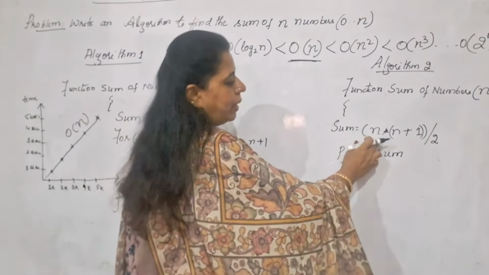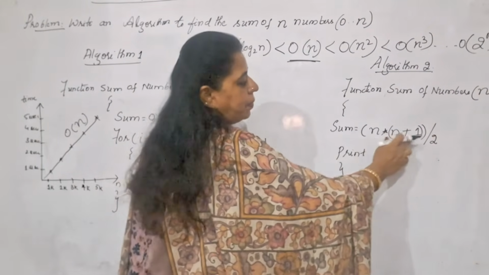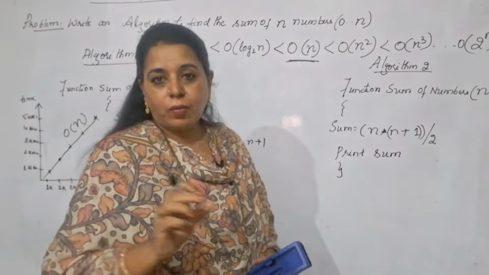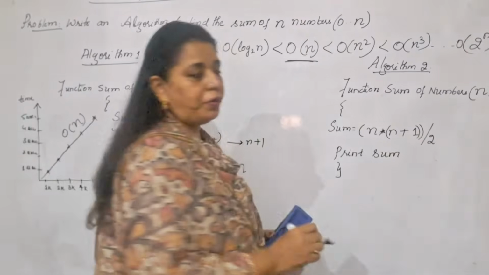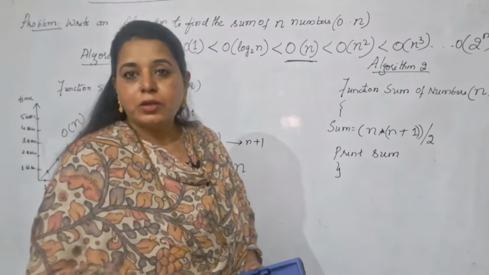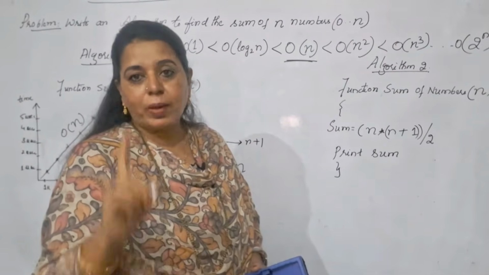we have a formula in mathematics, n into n plus 1 divided by 2. So what is n? If you are taking 10, 10 into 10 plus 1, 11 divided by 2, you will get the sum of n numbers. So this you are carrying out only in just one step.